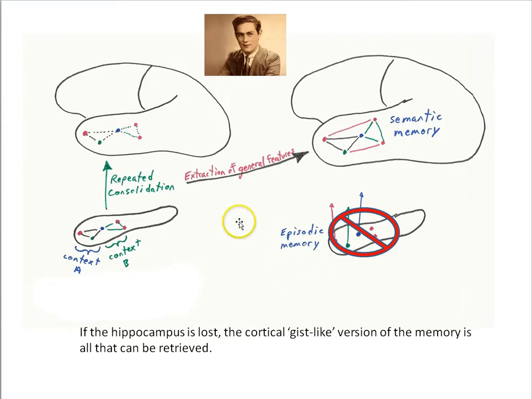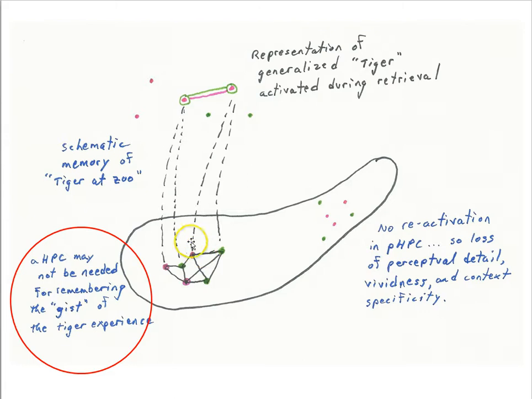But of course, you'll remember in the case of HM, HM had lost his hippocampus entirely bilaterally, yet he still seemed to have some semanticized memories of his past. And so it's possible that even the anterior part of the hippocampus is not needed. So it may not be needed for remembering the gist of the tiger experience. It may well be that the cortical representation of the tiger could be activated by other brain systems besides the hippocampus.